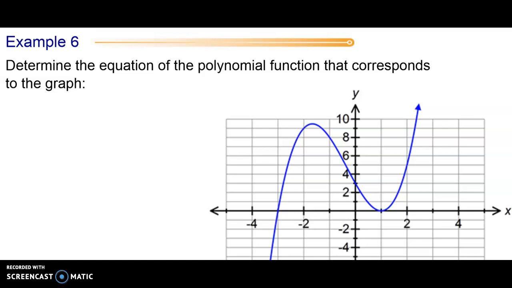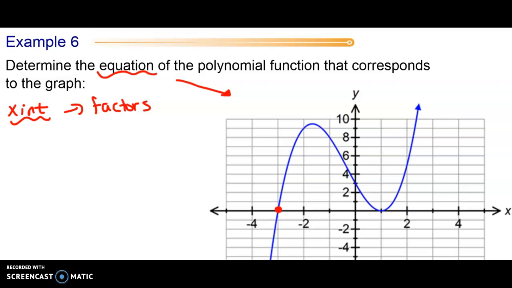This is example 6 in section 3.4, equations and graphs of polynomial functions. We're going to write the equation of a polynomial function that matches the graph that's given. The most important points on this graph are the x-intercepts. From the x-intercepts, we can write the factors, and then we can look at the multiplicity at those zeros.